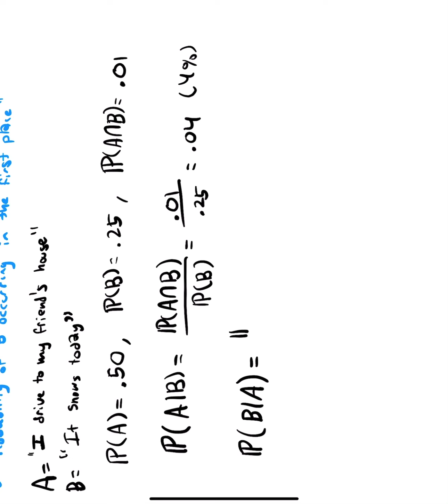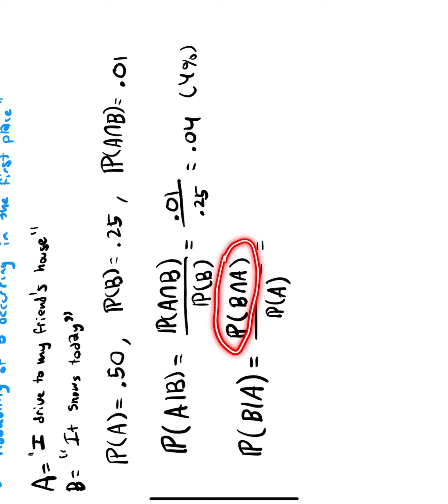We do the same formula, but we just switch the roles of A and B. So this is the probability of B and A divided by the probability now of A, because we flipped the roles. This term here and this term here are still the same. There's no difference between them. But here on the bottom now we have this slightly different term. That's the probability of A. And so this is 0.02 or 2%.